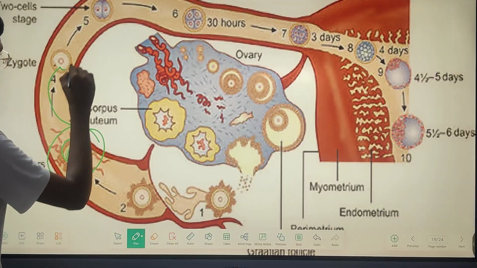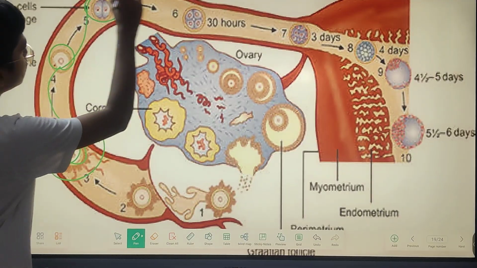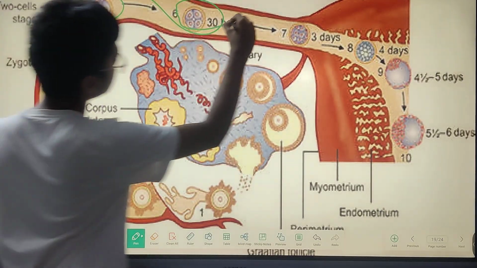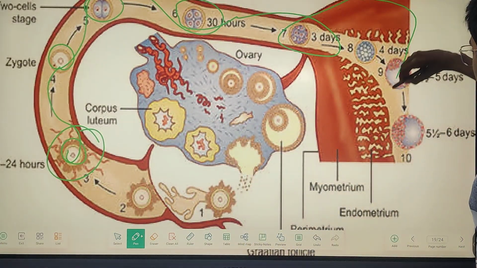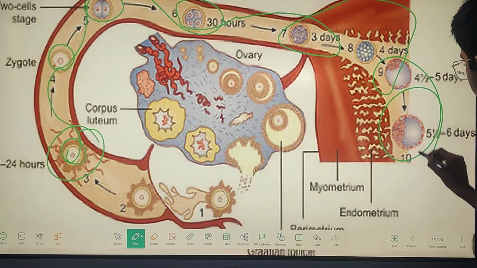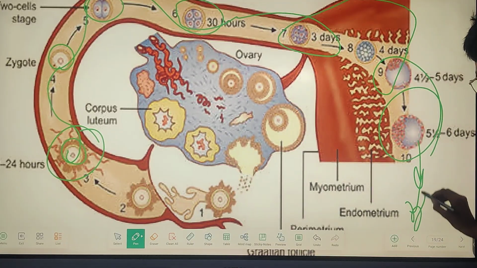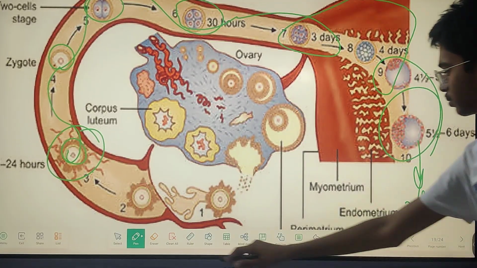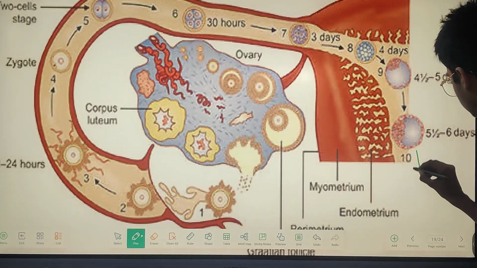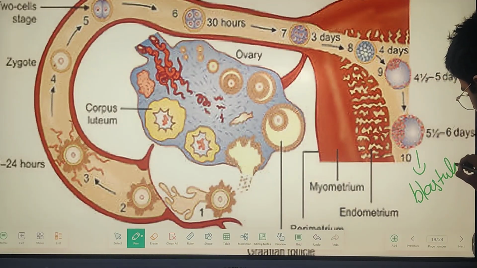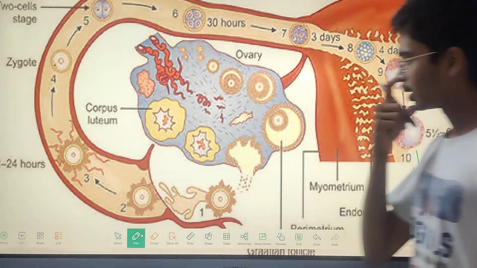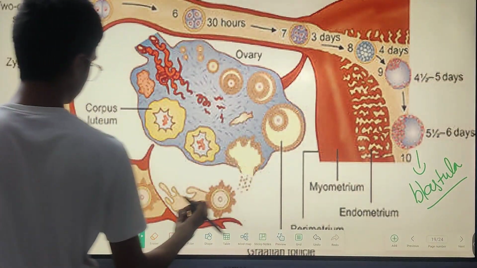Then here you can see cleavage starts to happen. Here is the 2-celled, then the 4-celled, then the 8-celled. It goes on, and here it is in the blastula stage.